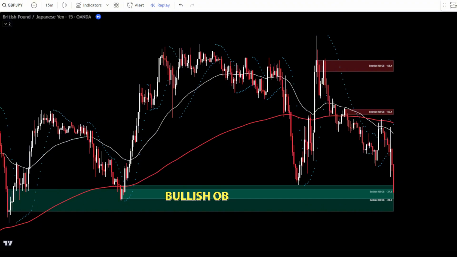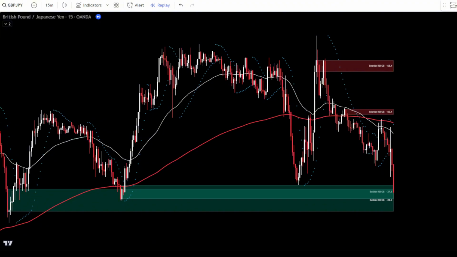If the RSI order blocks indicator shows a bullish order block, you will wait for a retest and rejection before placing a buy entry. If the RSI order blocks indicator shows a bearish order block, you will wait for a retest and rejection before placing a sell entry.